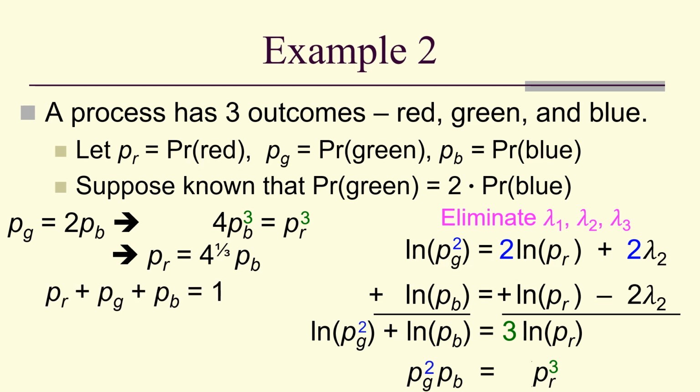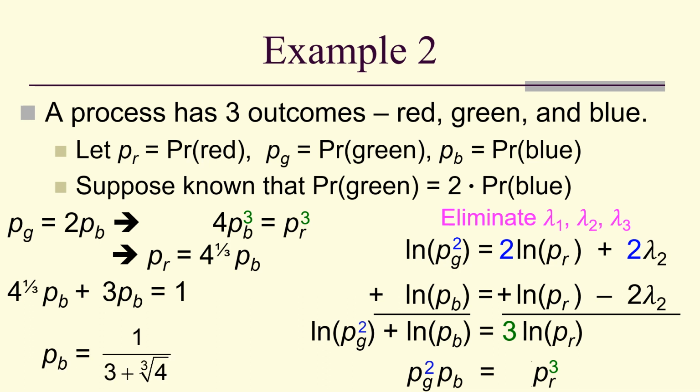The sum of the probabilities is 1, but again, p sub g is 2p sub b, so that's p sub r plus 3p sub b is equal to 1. And we solved for p sub r in terms of p sub b, and so we have p sub b is equal to 1 over 3 plus the cube root of 4. And that is our optimal value for p sub b, our argmax.